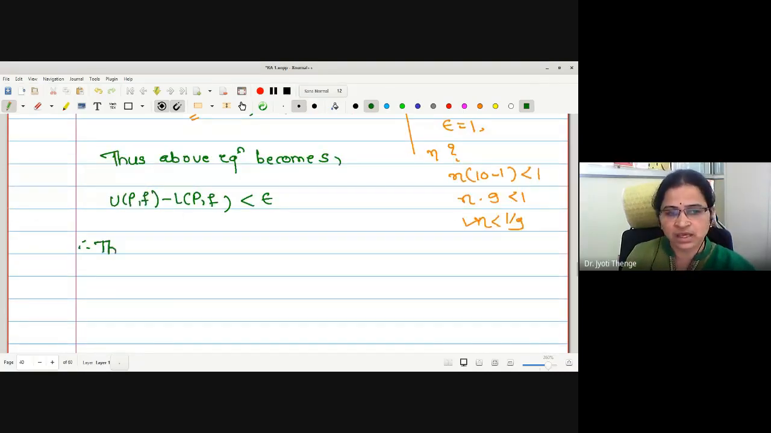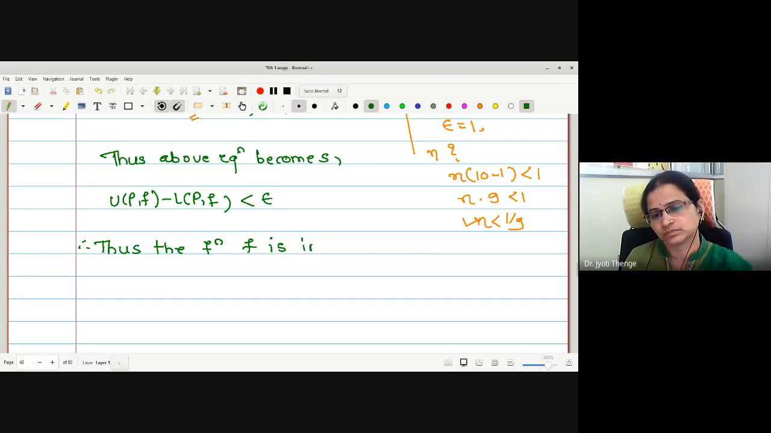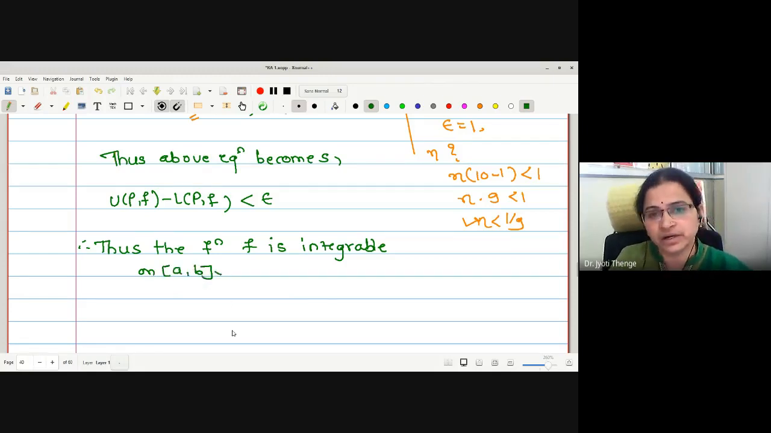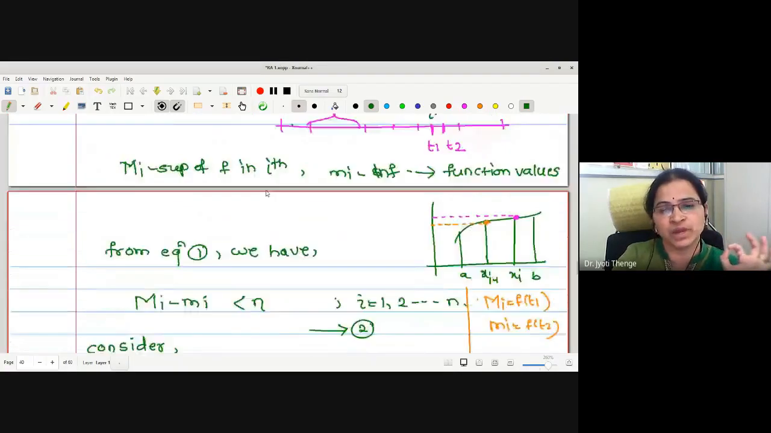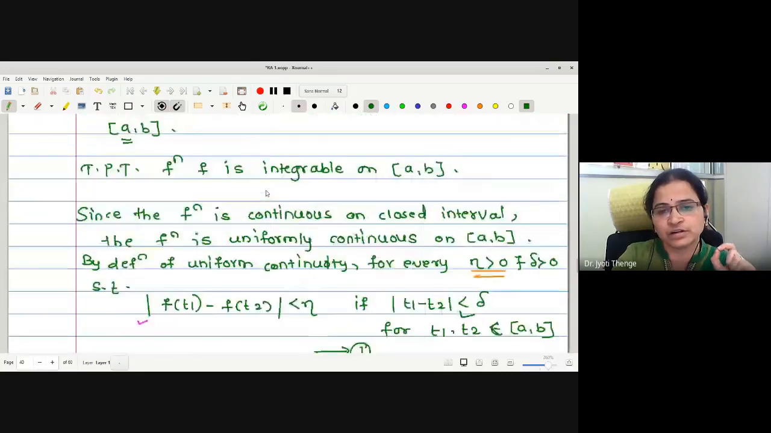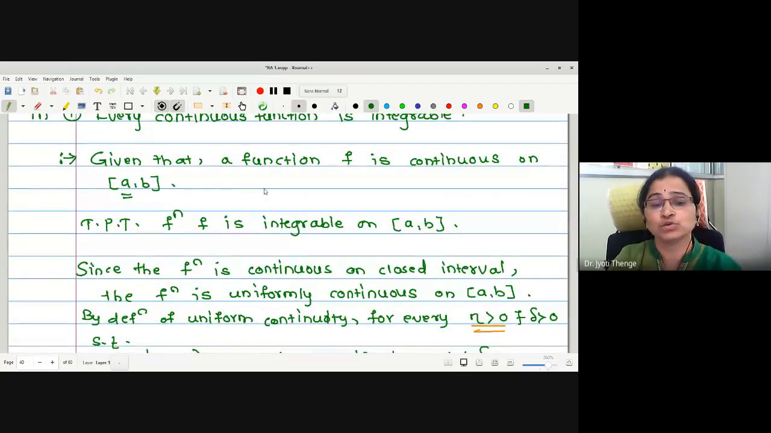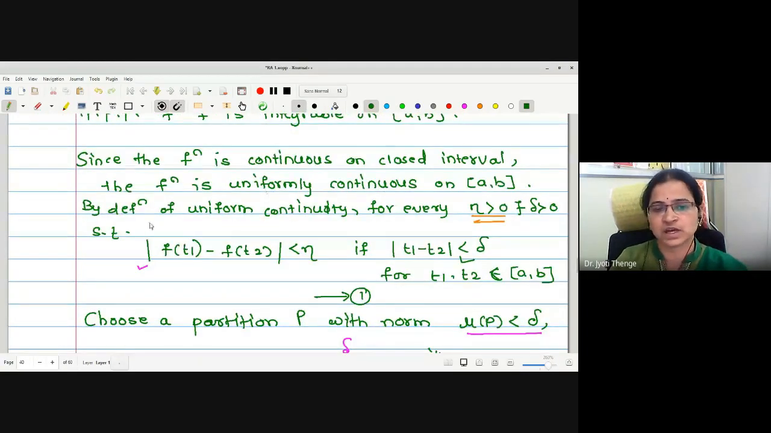Therefore, we have proved that UPF minus LPF is less than epsilon. Thus the function f is integrable on closed interval AB. Therefore, what we have proved? Every continuous function is integrable. And to prove this, we have just made use of the property that a continuous function on a closed interval is uniformly continuous. The whole proof of the theorem depends on this uniform continuity definition.